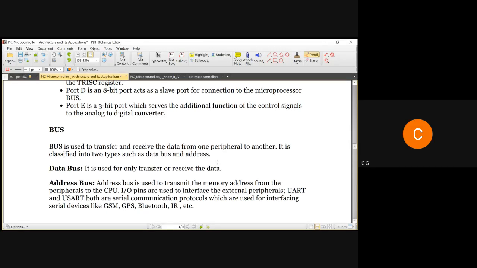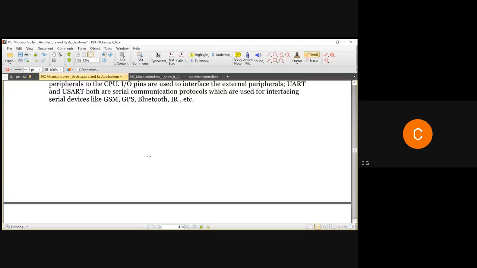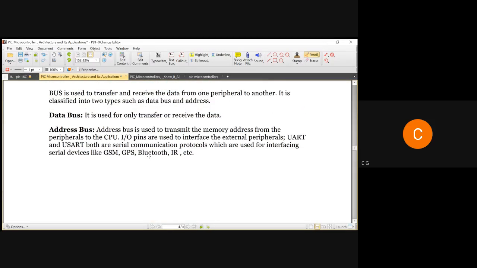The bus is used to transfer and receive data from one peripheral to another, and buses are classified. So here they are giving a better distribution of the bus structure. One is the data bus, the address bus. Then you will have a control bus also to control the other activity. It is used only for enabling or disabling a particular peripheral which is connected.